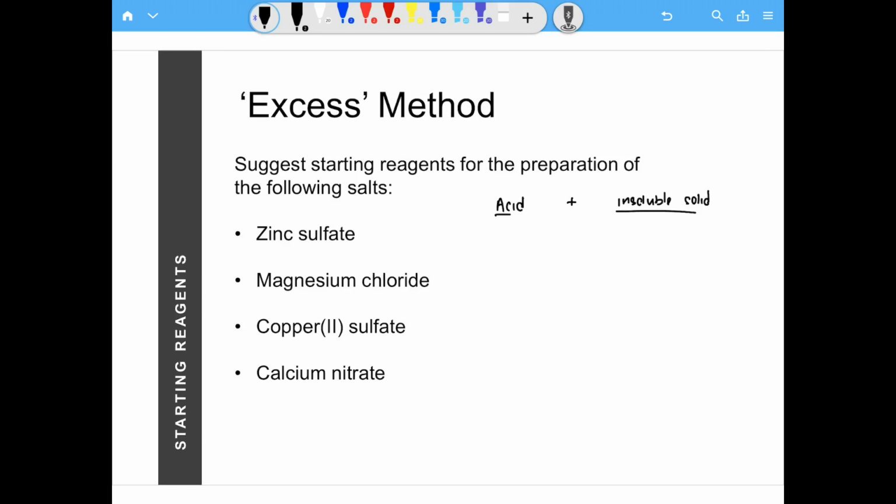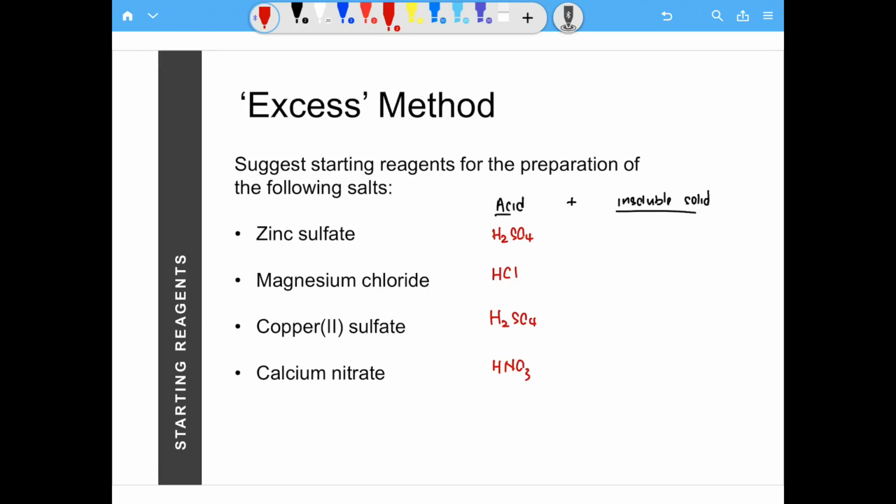Let us try to determine the acids to be used to prepare each of the following salts. For zinc sulfate, what acid do you think would be suitable? It would be sulfuric acid. For magnesium chloride, it will be hydrochloric acid. For copper sulfate, it will be sulfuric acid. And lastly, calcium nitrate, it will be nitric acid.